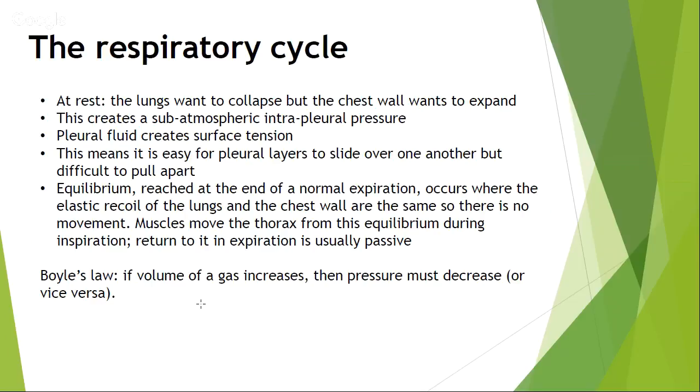Equilibrium, which you reach at the end of a normal expiration, occurs when the elastic recoil of the lungs and the chest wall are the same, so there's no movement. Muscles move the thorax from this position during inspiration, so primarily the diaphragm, and that's active, whereas return to it during expiration is normally passive, except for forced expiration.